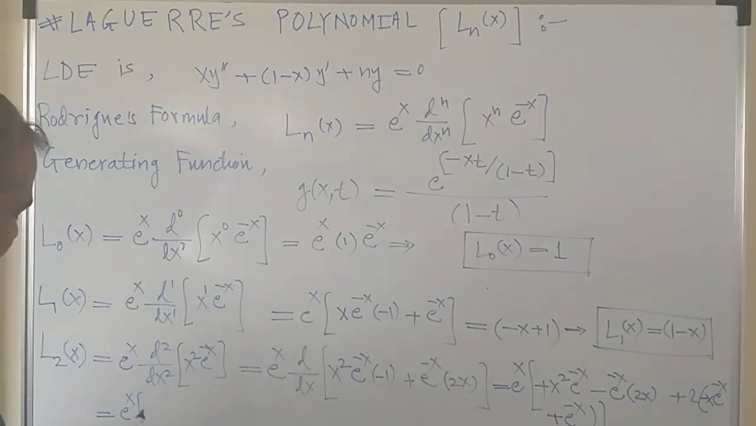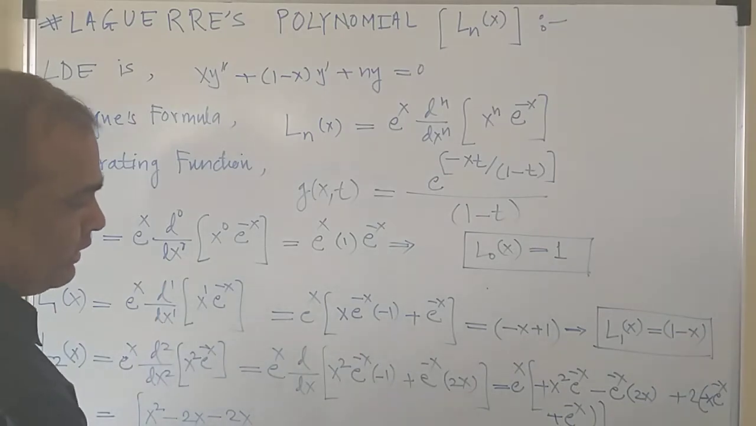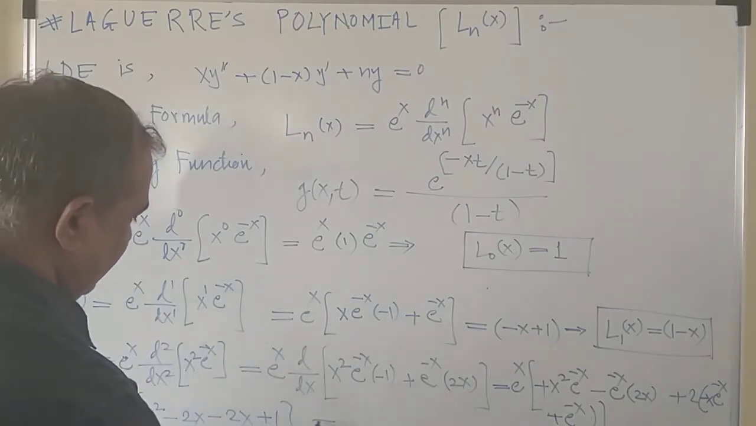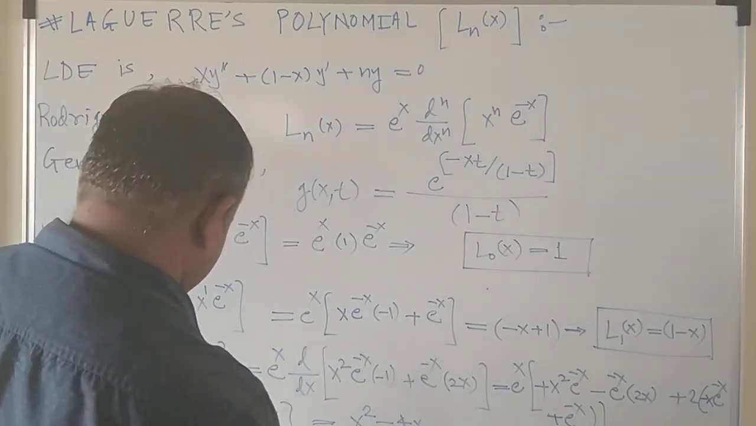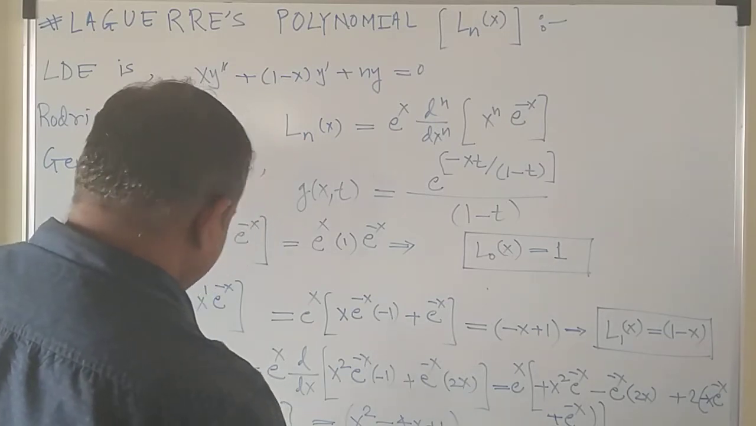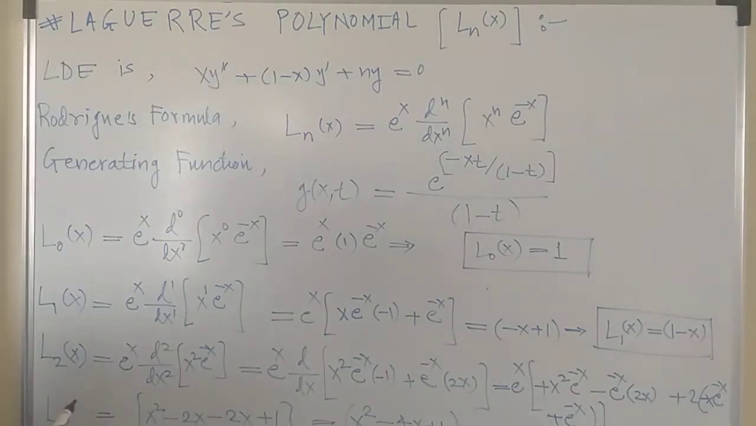And thus this gives you e raised to x into, now e raised to minus x you can take out common, and if this is taken outside the bracket you will get e raised to x into e raised to minus x, that means 1, and inside the bracket you will be left with x square minus 2x minus 2x and plus 1, and if you simplify this you will get x square minus 4x plus 1, and this is the value of L2 of x, right? So this is L2 of x.